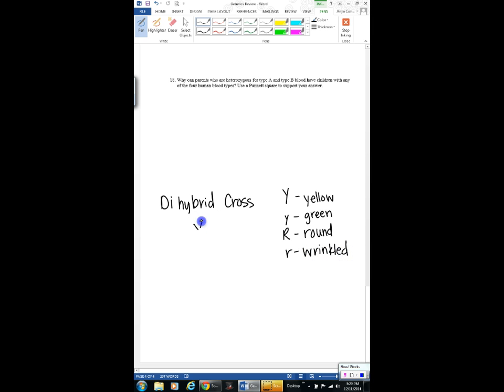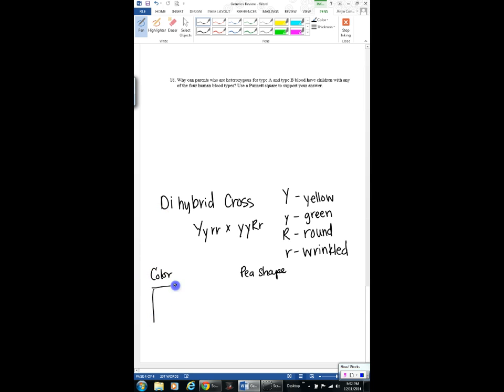And little r will be wrinkled. Okay, so we have big Y, little r, times little y, big R, little r. Okay, so we have one that is yellow and wrinkled, and one that is green and round, and we're going to put those together. So the very first thing we have to do is we have to do color first, and then we have to do pea shape second, and you do 2 monohybrid crosses first.